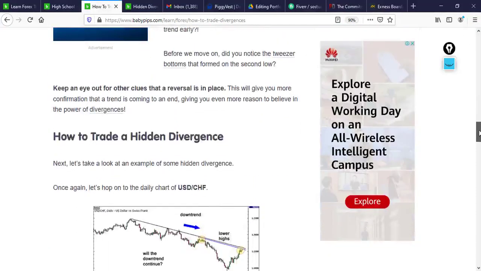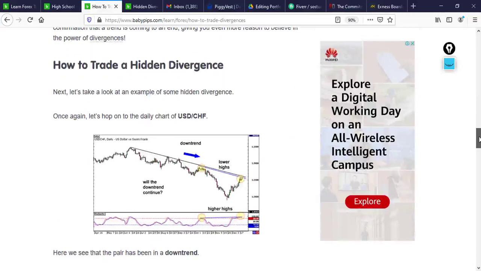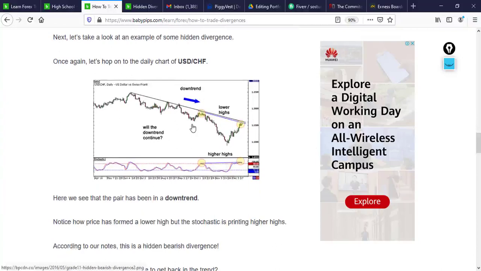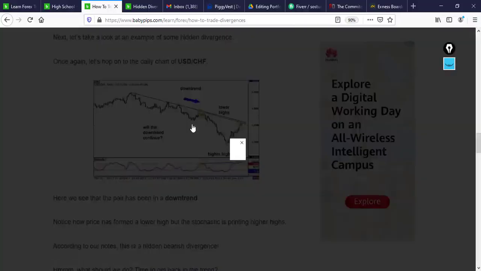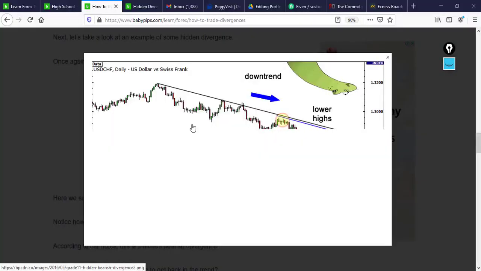So how do we trade the hidden divergence? Now we know the hidden divergence is to know if a trend is going to continue in its momentum. If it's a downtrend, we use it to know if it's going to continue to the downside. If it's an uptrend, we use the hidden divergence to know if the market is going to continue to the top side as well. So here we have a hidden divergence.